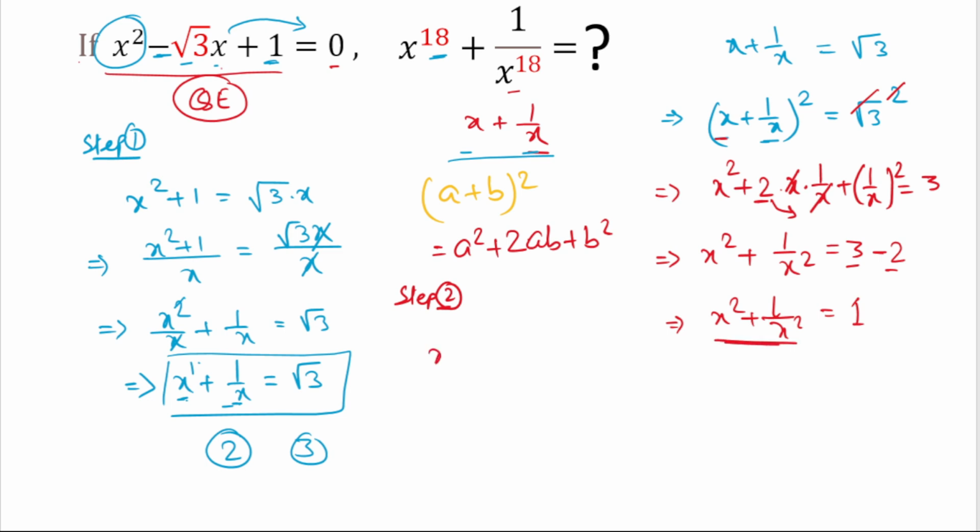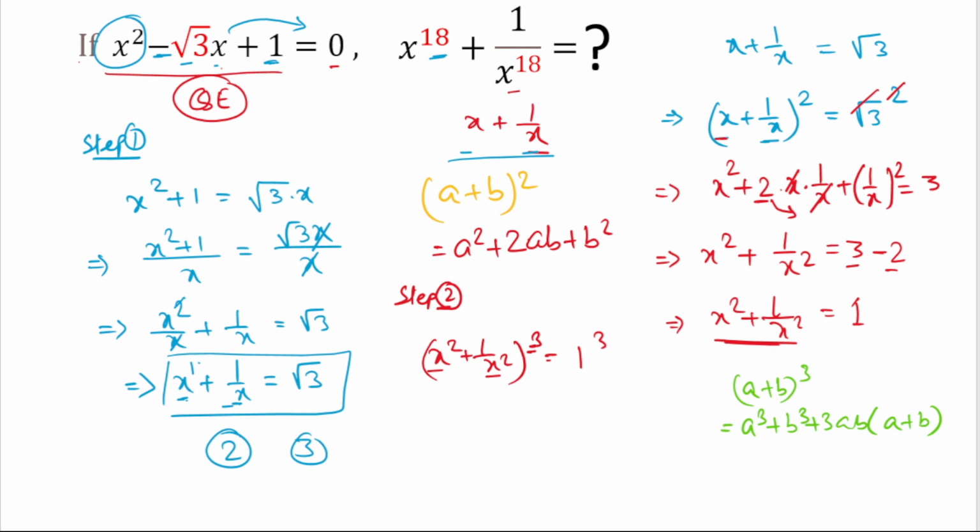So if we cube x square plus 1 over x square, it is whole cube. In the left hand side we have the cube and in the right hand side also 1 cube. Now it is in the form of a plus b whole cube. So the formula of a plus b whole cube is a cube plus b cube plus 3 times ab in the bracket a plus b.